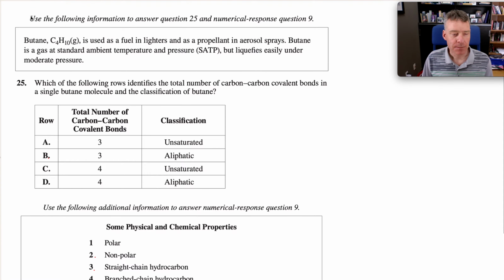A couple questions on this slide. So use the following information to answer question 25 on the top, and then number 9 a little further down below. So let's read the question, ignore the box. Which of the following rows identifies the total number of carbon-carbon covalent bonds in classification? So we need to know what compound we are talking about, and all we need from this box is butane.